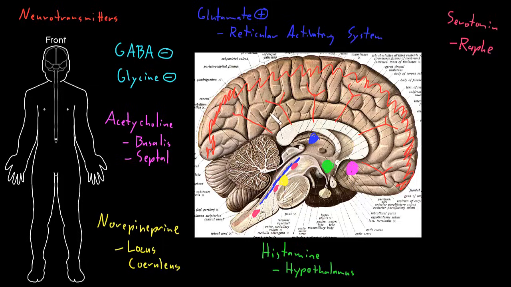And last up, although I'm sure there's probably more, but last up that I want to talk about among these diffuse projection systems releasing neurotransmitters onto the cerebral cortex involves the neurotransmitter dopamine.